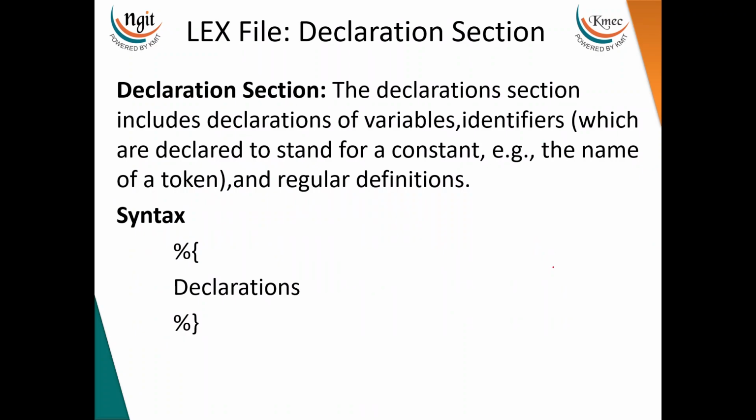In the declaration section, we declare the variables we are going to use, the identifiers, the names of the tokens, and the regular expressions. For example, define letter: capital A to capital Z, small a to small z. Then define digit. What does digit mean? For example, if it is an octal number, you can write 0 to 7, as you wish. And at the end, it has to be separated with the double percent sign.